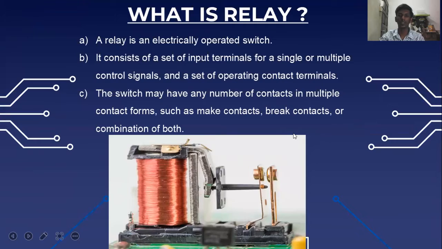So first of all, what is a relay? A relay is an electrically operated switch. It consists of a set of input terminals for a single or multiple control signals and a set of operating contact terminals. The switch may have any number of contacts in multiple contact forms, such as make contacts, break contacts, or a combination of both. Here we can see an example of how a relay looks.